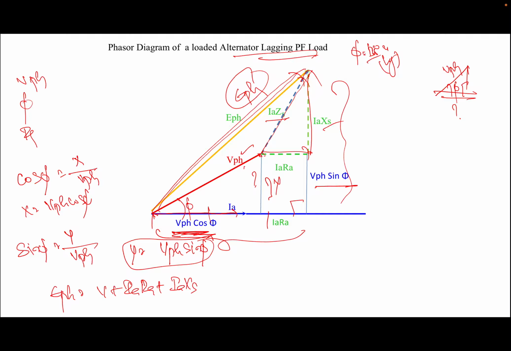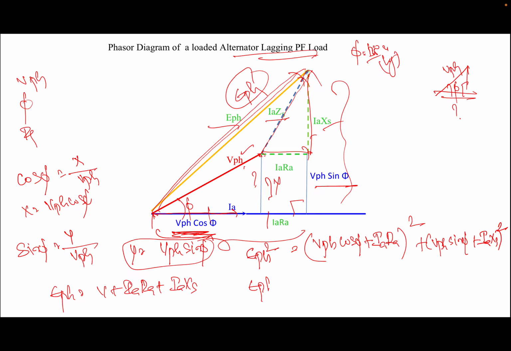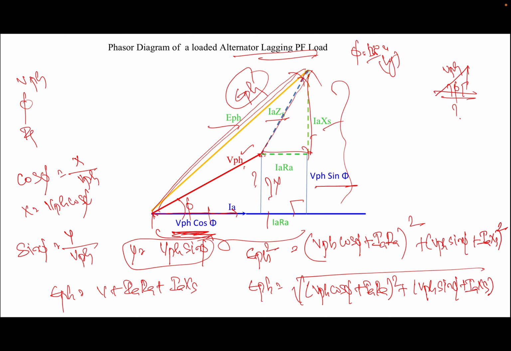Now the phasor sum of these two will be this E phase here. What is the phasor sum of these two here? So it is V phase cos phi plus IARA whole square. Okay, E phase whole square equal to V phase cos phi plus IARA whole square plus, the y-axis, that is the vertical side here, it is V phase sin phi plus IA into XS whole square. So if I rewrite, E phase equal to under root of V phase cos phi plus IARA whole square plus V phase sin phi plus IA into XS whole square.